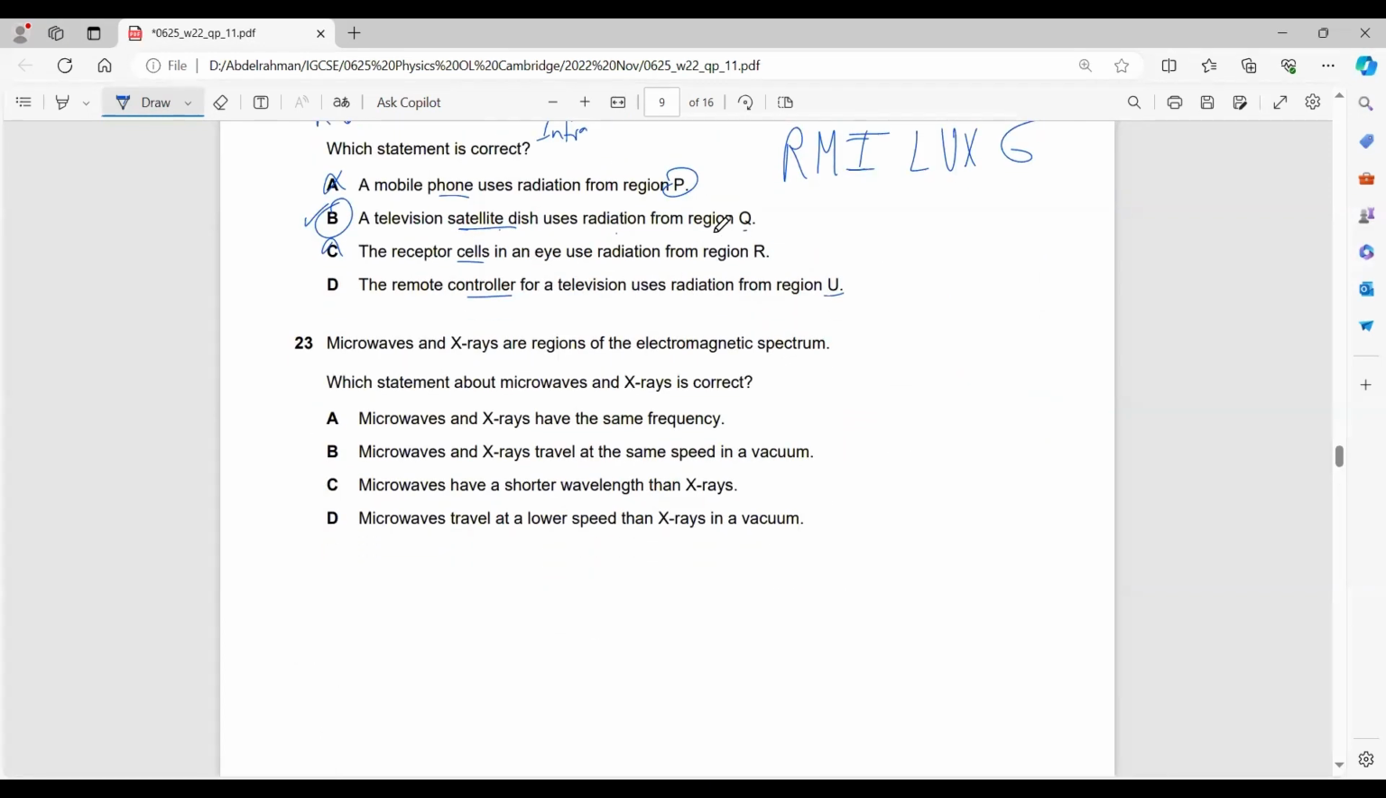Microwaves and X-rays are regions of the electromagnetic spectrum. Which statement about the microwaves and X-rays is correct? They have the same frequency. They have the same speed. Definitely, they do have the same speed. Okay. Microwaves actually have longer wavelength and they travel at the same speed.